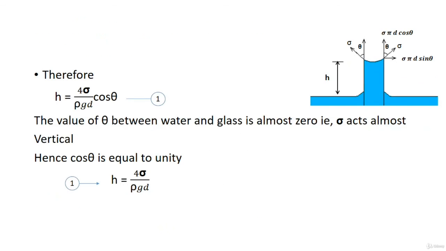Upon rearranging, the equation becomes h is equal to 4 sigma cos theta by rho into g into d. The value of theta between water and glass is almost 0 because surface tension acts almost vertically in the case of glass and water. Therefore, the value of cos theta is near unity. Hence, the equation becomes: the height of rise h is equal to 4 into sigma by rho into g into d.